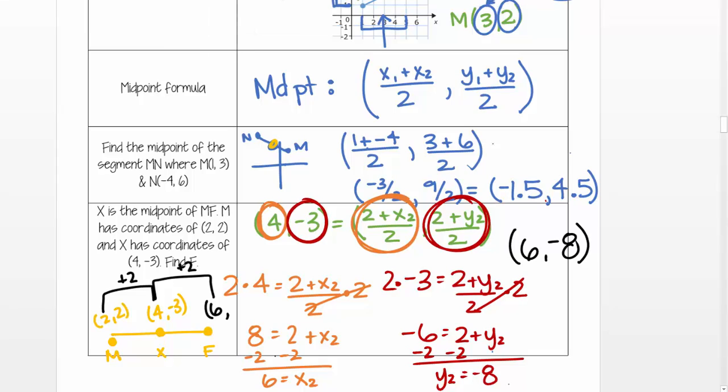And you can do the same thing with the y's. How do you go from 2 to negative 3? Well, I'd have to subtract 5. So now I got to take negative 3 and subtract 5 more, and there's where my negative 8 comes from. I personally like to do this way more than all this other work. But if this isn't making sense to you, you can always use the formula. But either way, we found out that that other point has to be 6, negative 8 if we want X to be the midpoint.